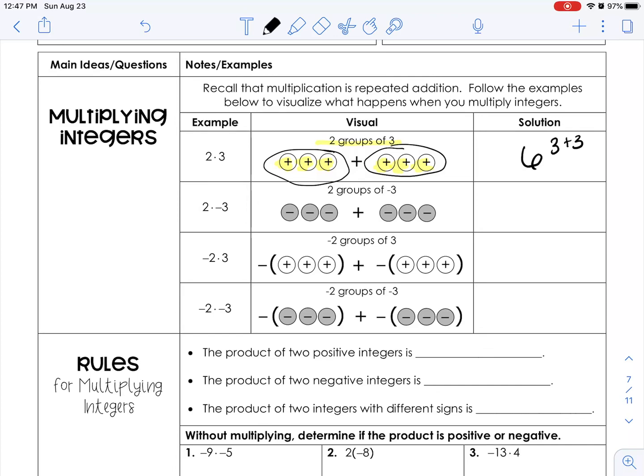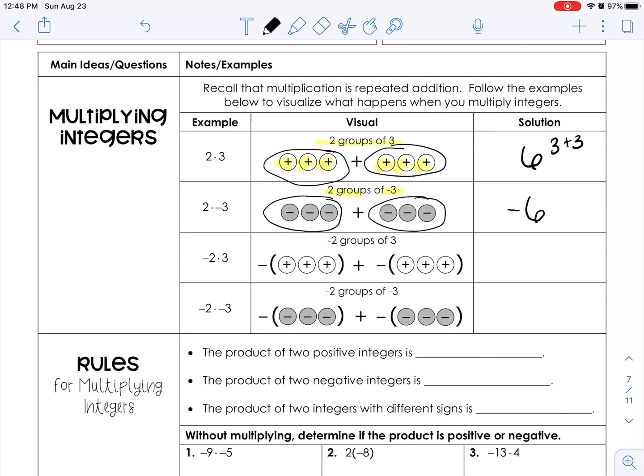The next example, 2 times negative 3. We still have 2 groups, but within each group we have negative counters, and we have 3 negative counters in each group. So in our first group, we have 3 negative counters, and in our second group, we have 3 negative counters, for a total of 6 negative counters.